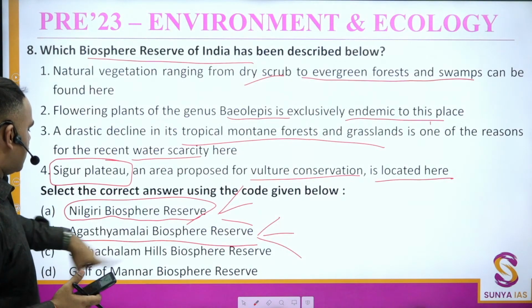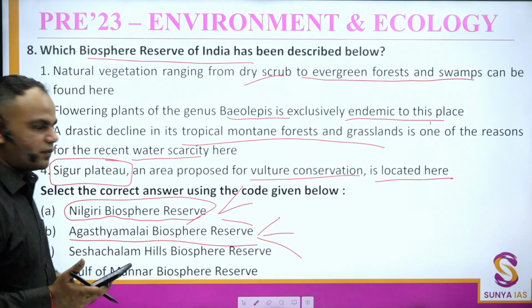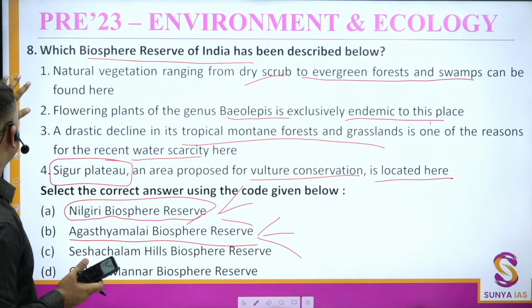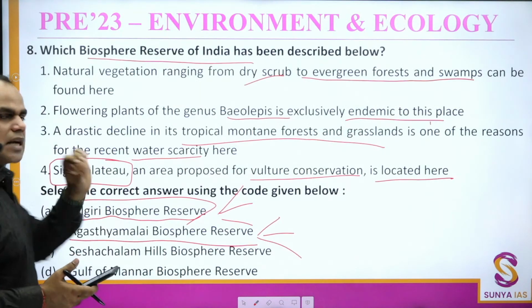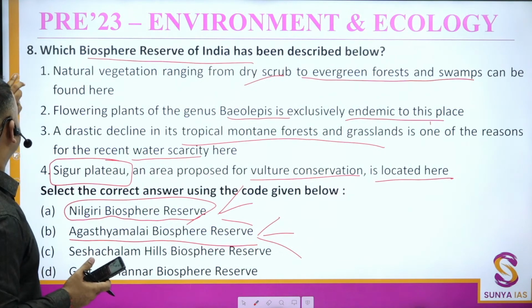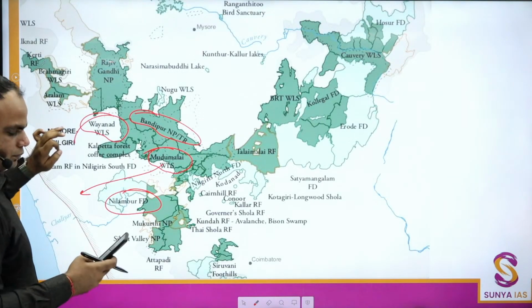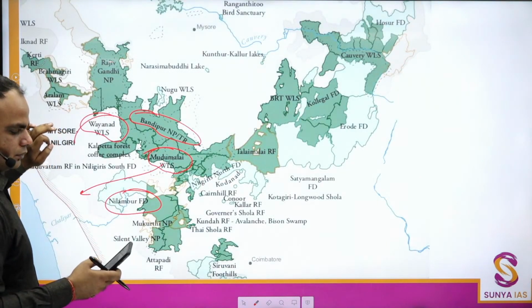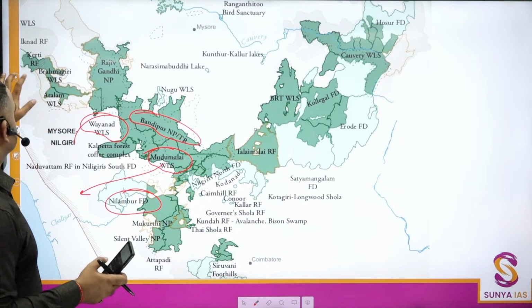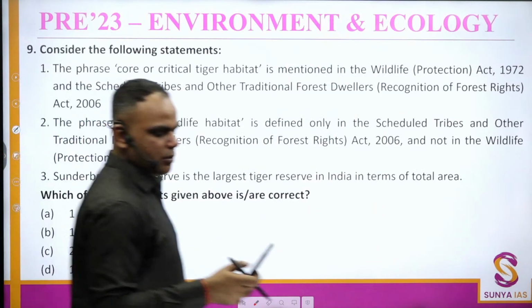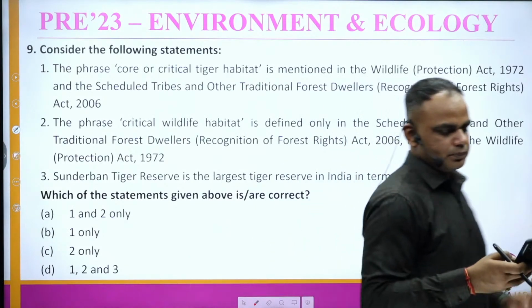Now can you tell me where you find the Gulf of Mannar Biosphere Reserve? Because I think Agastyamalai and Sheshachalam maybe you know. Where is this Gulf of Mannar Biosphere Reserve? Let's see how many of you know this.